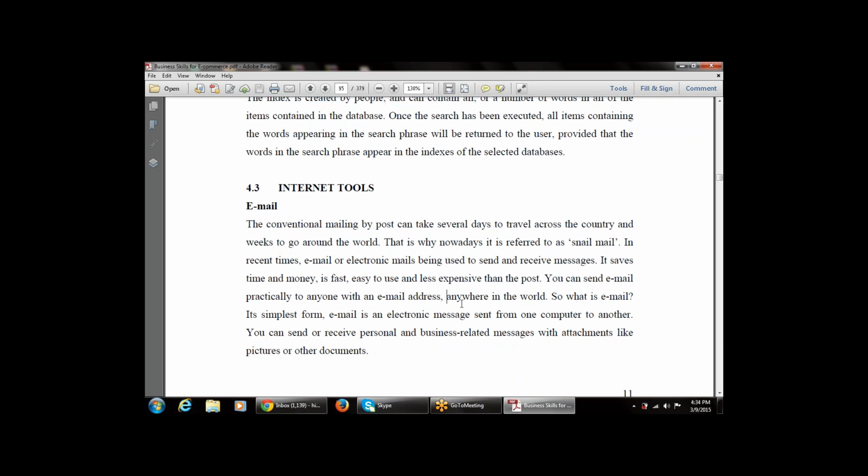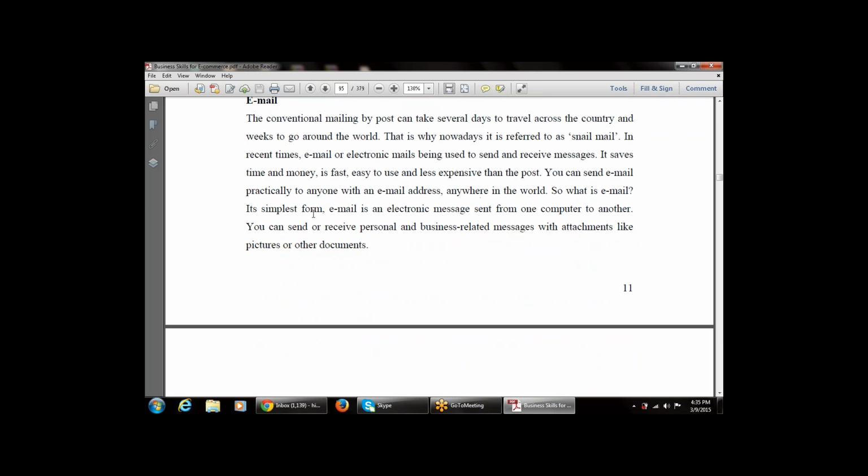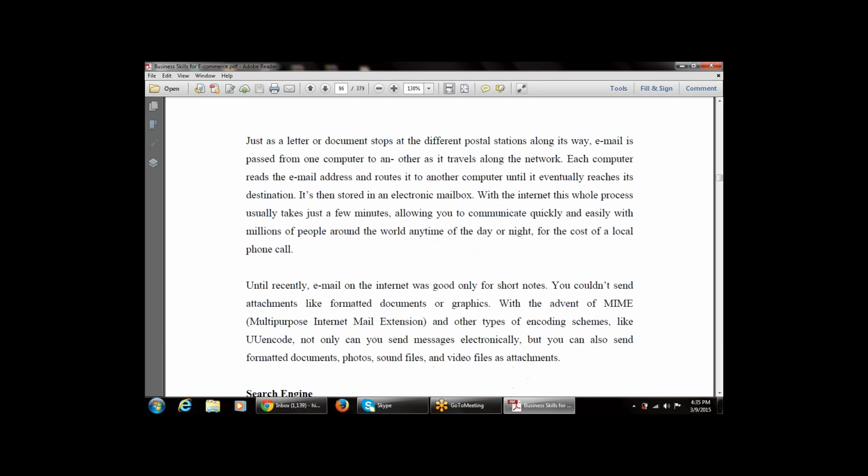You can send an email practically to anyone with an email address anywhere in the world. That is, we can send data anywhere in the world. So in simple terms, email is an electronic message that is sent from one computer to another computer.